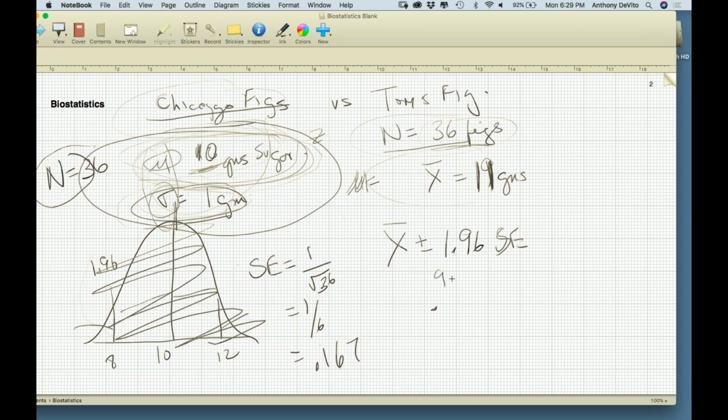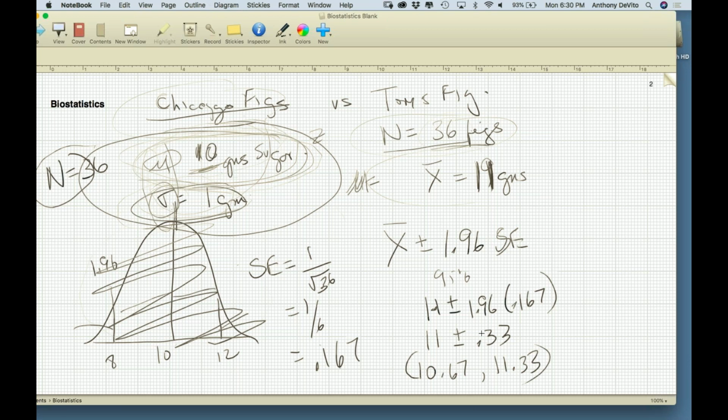So my 95% confidence interval for the true mean of my figs is going to be 11 plus or minus 1.96 times 0.167, 1/6. So I'm going to multiply this out. It's going to be 11 plus or minus, right, and that's 1/6, that's going to be 2/6 now. So it's going to be plus or minus 0.33. So my 95% confidence interval is going to be 10.67 to 11.33. Okay, that's my 95% confidence interval.